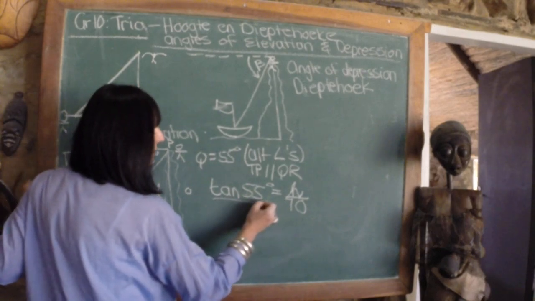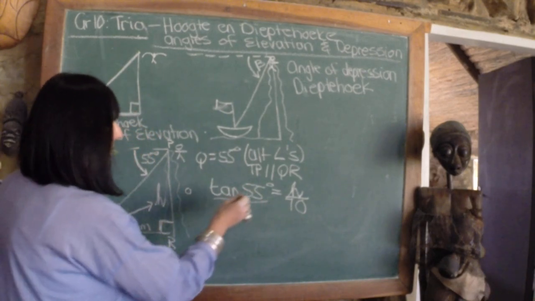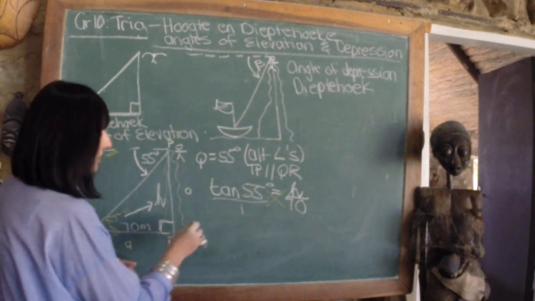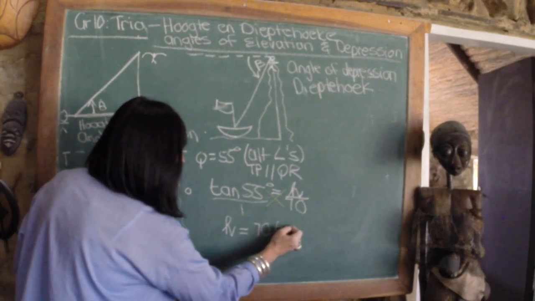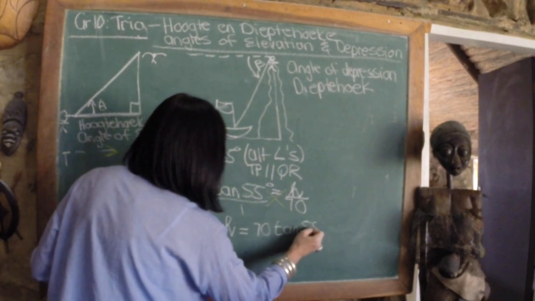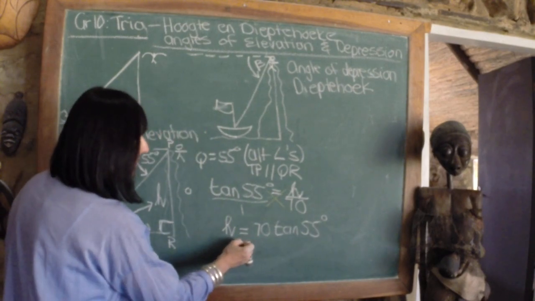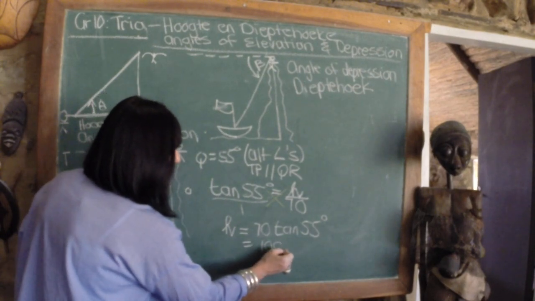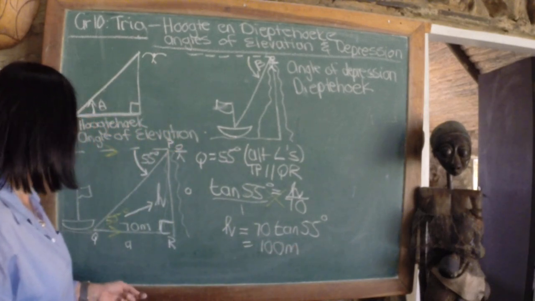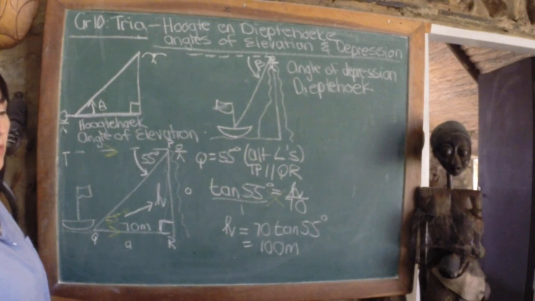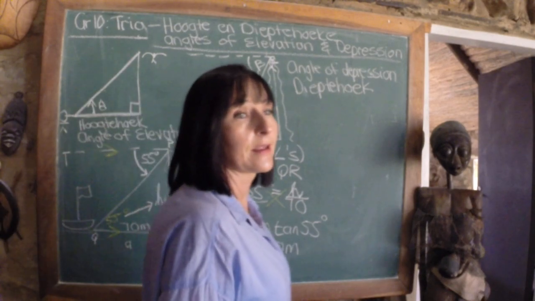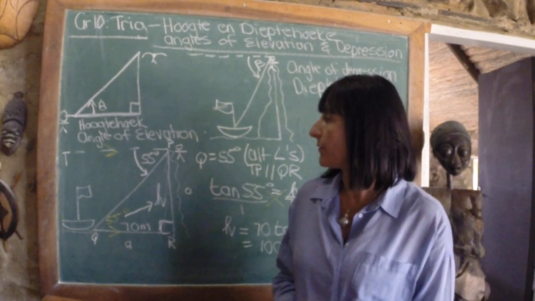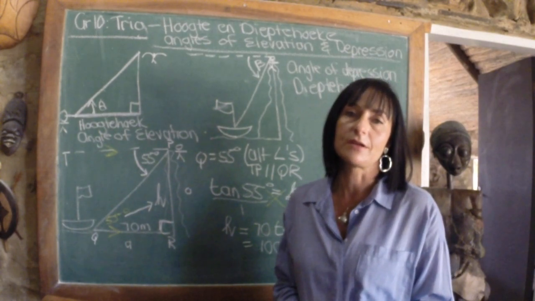So now again we can do cross multiplication. We know our cross multiplication, h times 1 gives me h, and I've got 70 times the tangent of 55, 70 maal met die tan van 55, en dit gee vir my presies 100 meter. So die hoogte van die berg is 100 meter hoog. A practical application of trigonometry in our everyday life. 'n Praktiese voorbeeld van trig wat ons in ons alledaagse lewe kan gebruik.